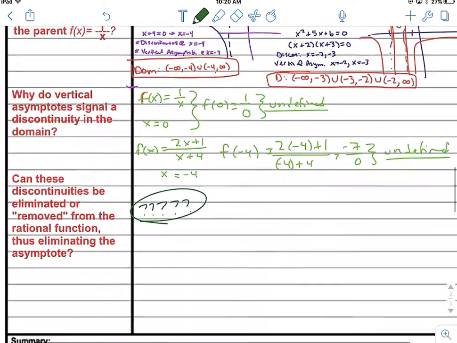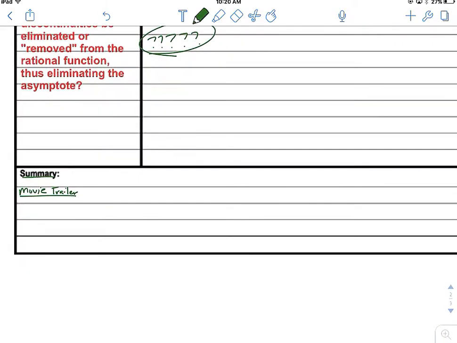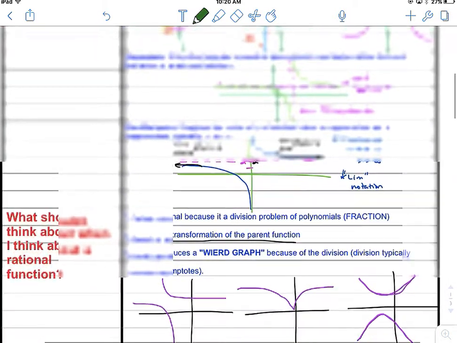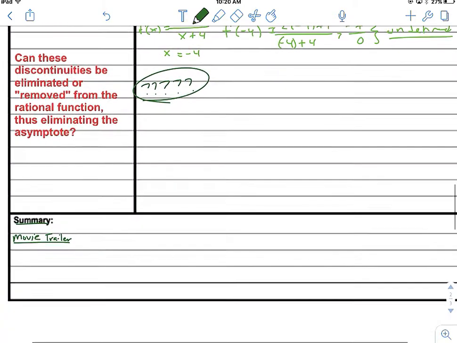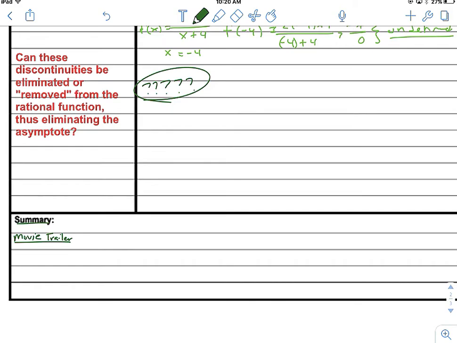Think of it like survival. What's the minimum you have to know so you can actually extract these vertical asymptotes? Because I told you a lot of information. Not all of it is 100% necessary to actually getting the vertical asymptotes and finding the domain correctly. And so that's what you've got to do for me, all right?